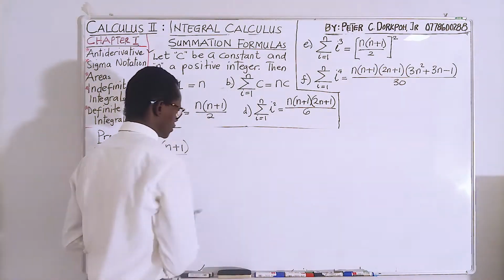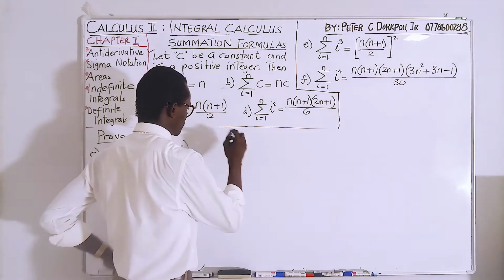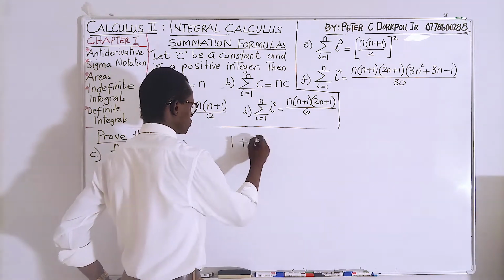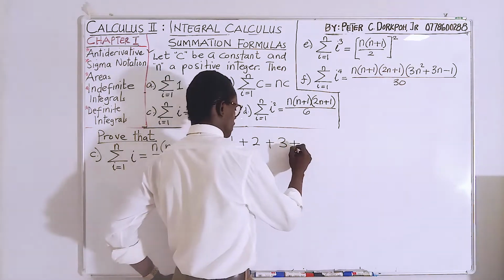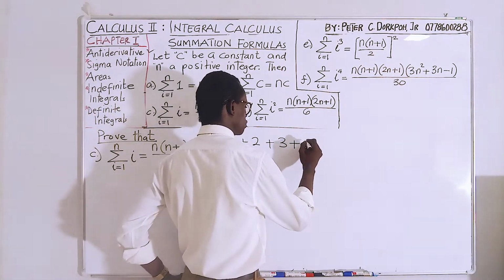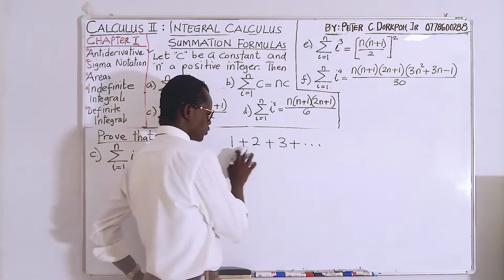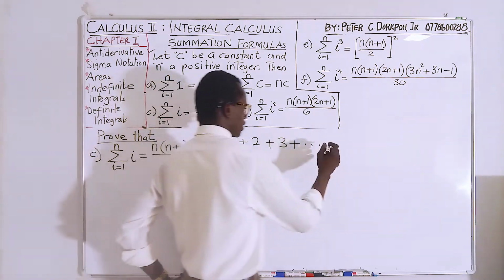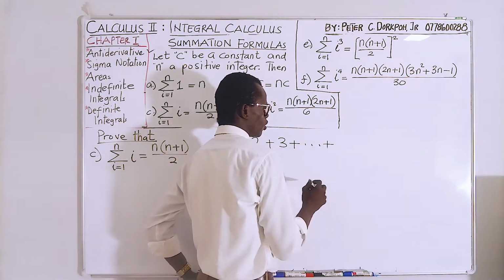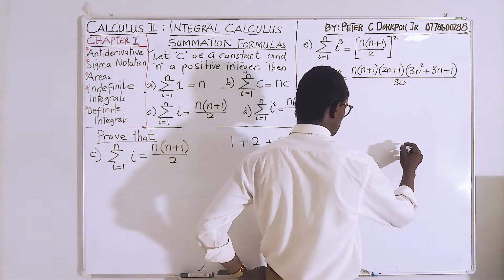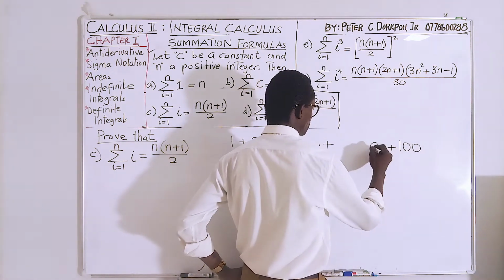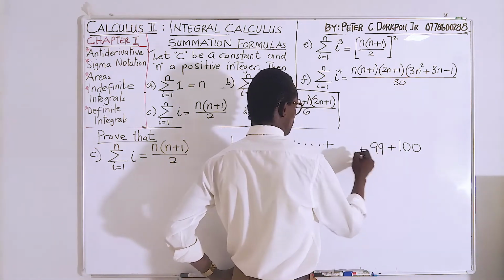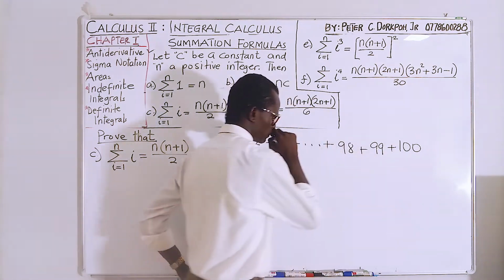Carl Friedrich Gauss started checking in his mind: 1 plus 2 plus 3, and they seem continuous, dot, dot, dot, because the sequence has a common difference of 1, all the way up to the last number. The last number is 100, right? Before the last number is 99, and before 99 is 98.